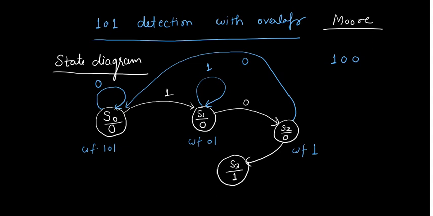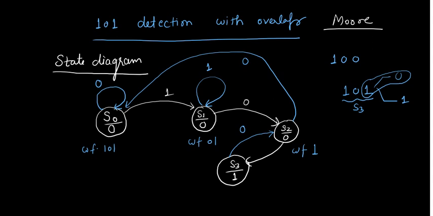Next, we are in state S3. It means we have received 101. There are two possibilities: either we are in S3 state and 0 or 1 arrives. If 0 arrives, since overlapping is allowed, you need to see that you are in S3 state and 0 arrives. It means you have received 10 and you are waiting for 1. So if you are in S3 and 0 arrives, it is equivalent, as overlapping is allowed, to having received 10 and waiting for 1.